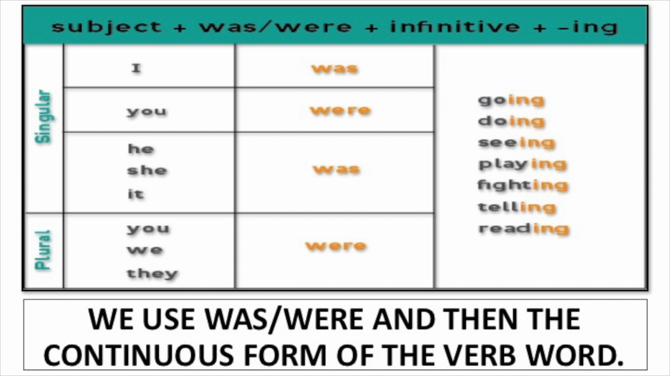You were doing. He was seeing. She was playing. It was fighting. You were telling. We were reading. They were eating. Always the same structure. Subject, was or were, the infinitive continuous form of the verb, and then if we want, the activity too.